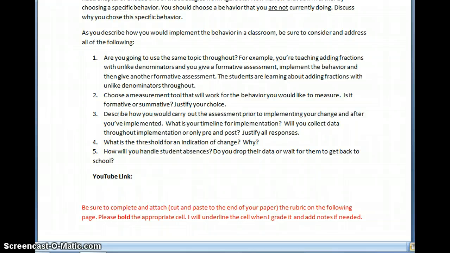The second thing you're going to do is choose a measurement tool that would work. So for the instructional strategies, it's most likely going to be an assessment of some sort, but tell me a little bit more about that. Are you going to do a multiple choice test?